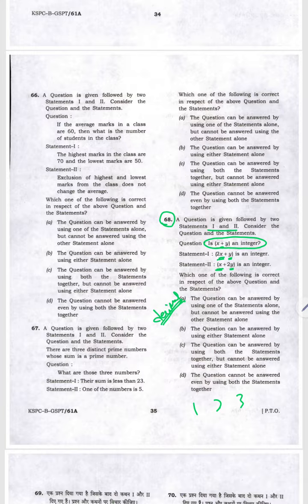Got it? But if you keep 0.5 in x place, so 2 into 0.5 it will be 1, and in y place if you keep 1.5, or any number you can keep, we really cannot know whether it can be an integer or not. So this is like a probability based question. Instead of losing your time in this question, you shift to the next question. Got it? It's not like a tough question, it is like a time taking question.